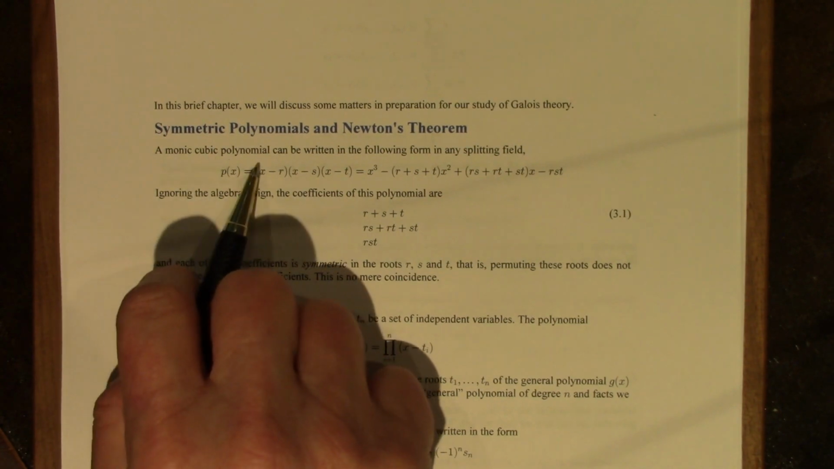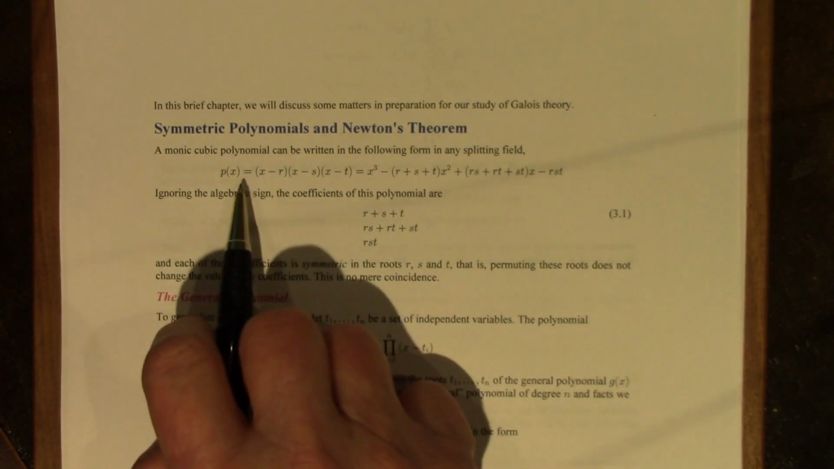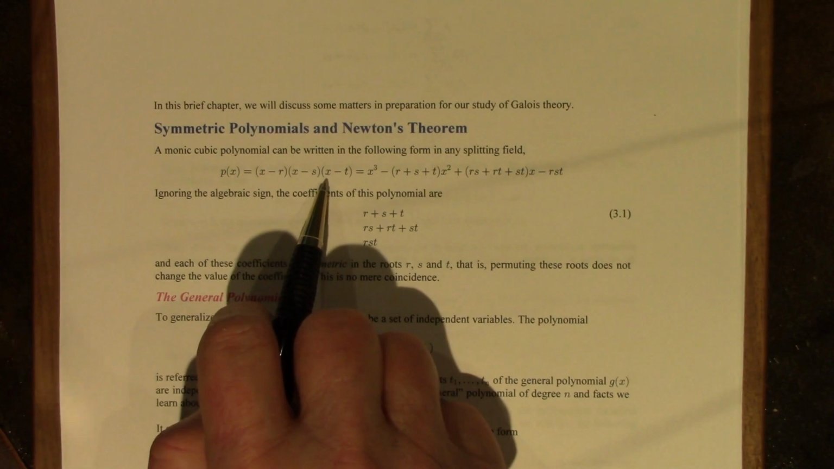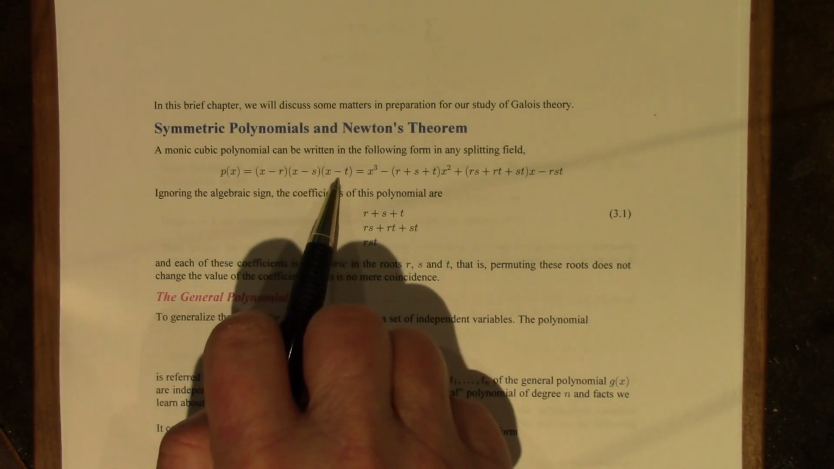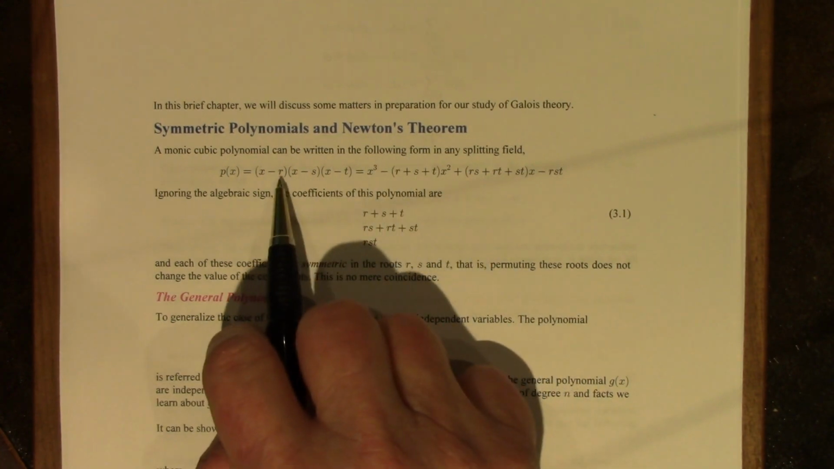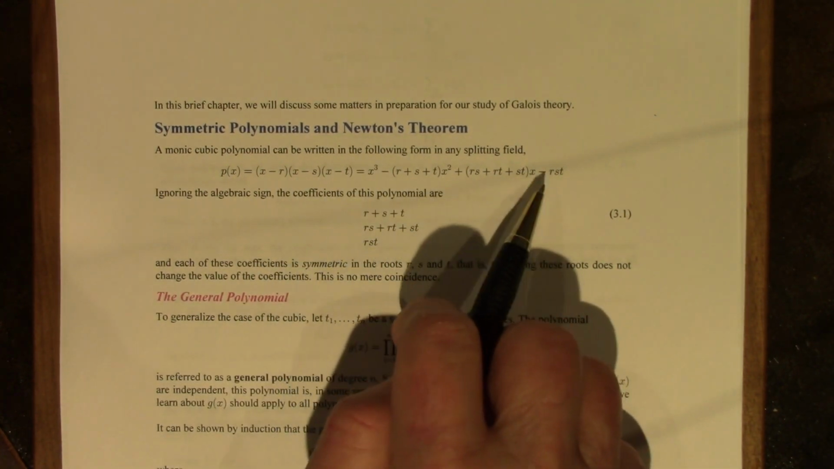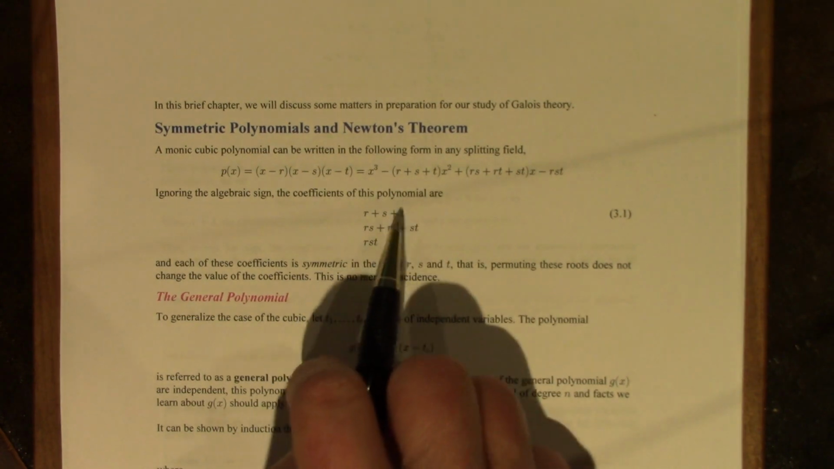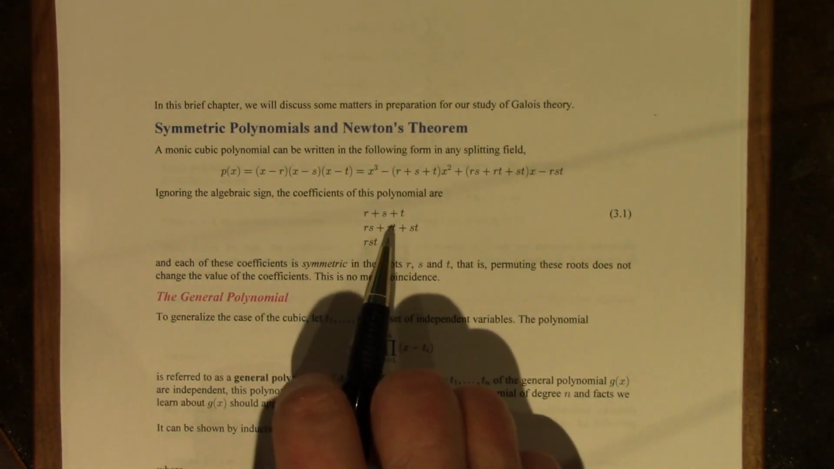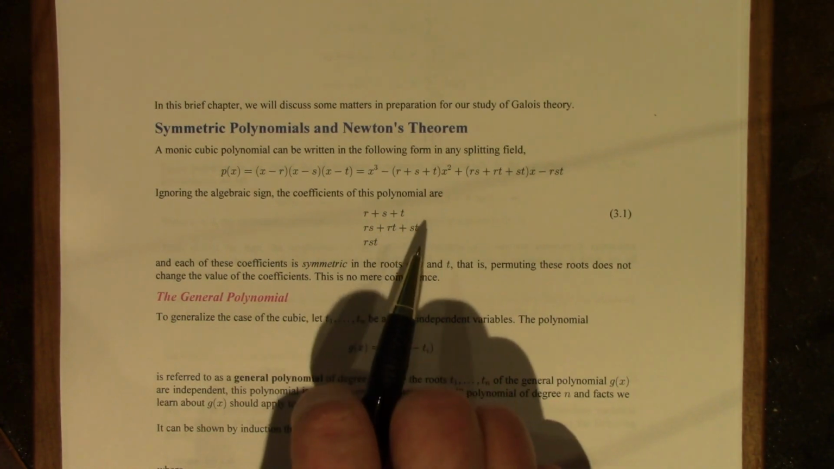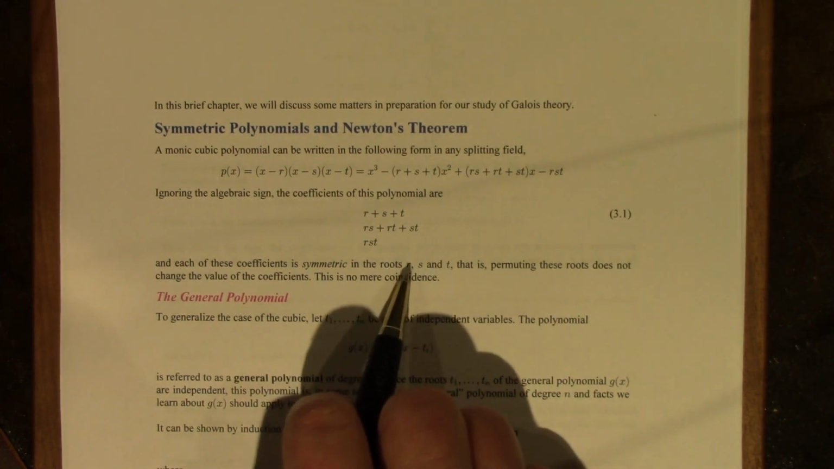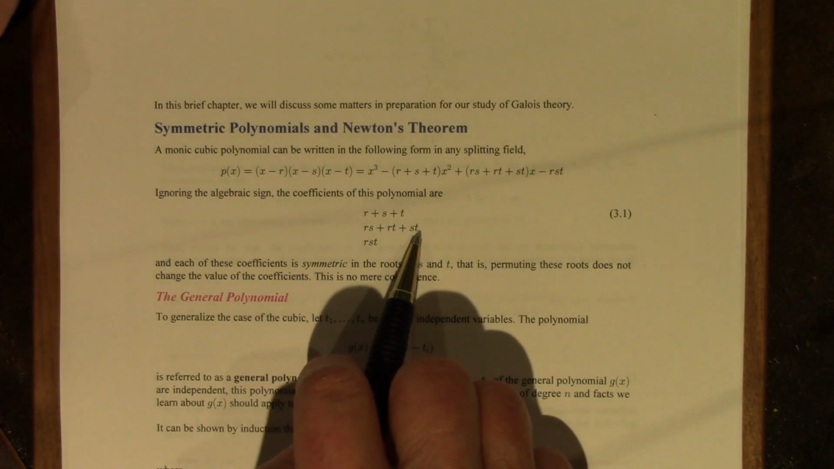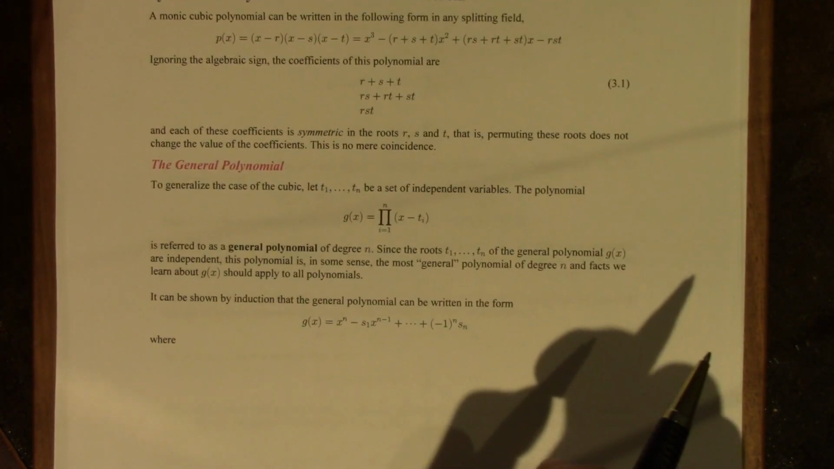A monic cubic polynomial can be written as a product of three linear factors in any splitting field. So R, S, and T are the roots of the polynomial. And when we take this product, we get a polynomial that looks like this. Ignoring for a moment the algebraic signs, the coefficients are these. And each of these coefficients is in fact symmetric in the roots R, S, and T. Permuting the roots doesn't change these expressions. This is not a coincidence.